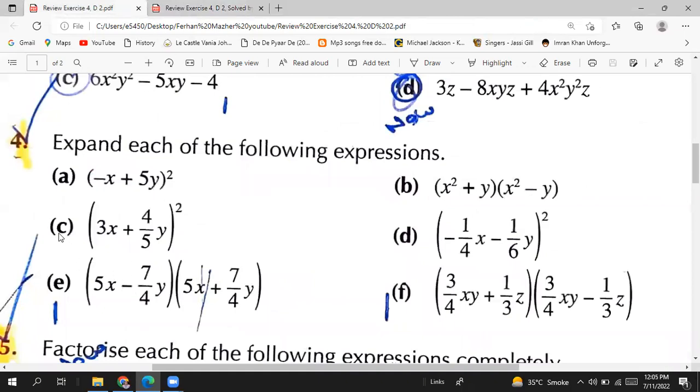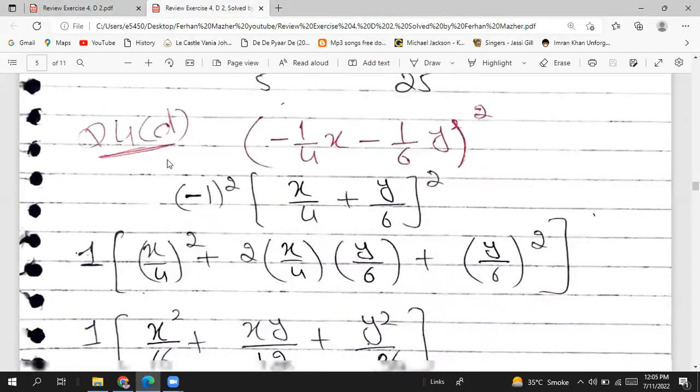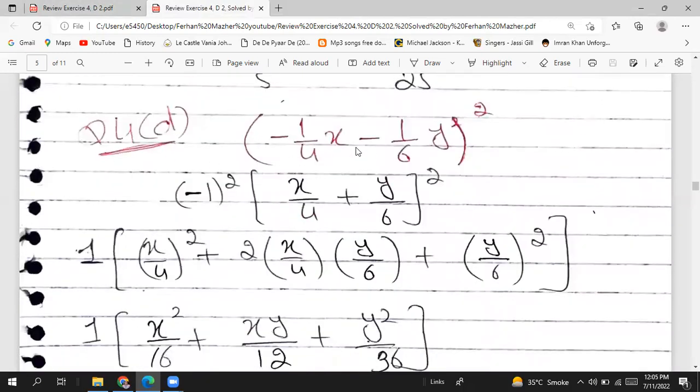Question number 4 is D part. We have a minus x by 4 minus y by 6 whole here. Because I told you once already that if you have two negatives inside the bracket and a whole square between the two terms, both the negatives can be taken as common, but when they come out, the square which was on that bracket also comes with them. So minus 1 square will be positive 1. So just write it here.